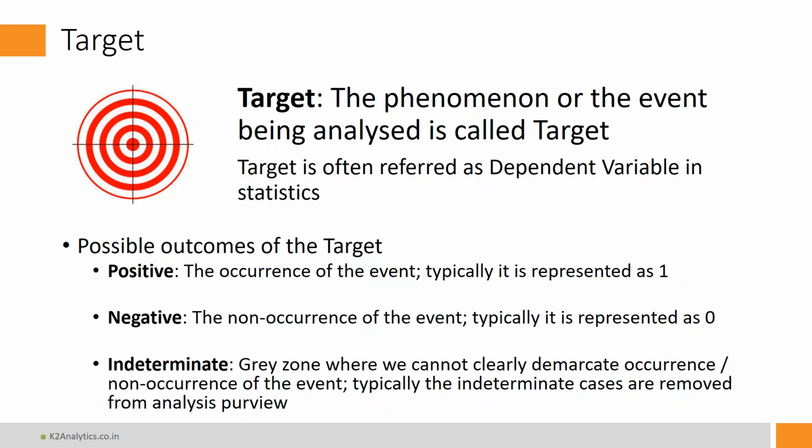Okay. So in modeling, the phenomenon that we are trying to predict, in this case churn, is called the target, and corresponding to that phenomenon we identify the target rate. Possible outcomes of the target are positive, which means the event happens, and negative, which means the event does not happen.